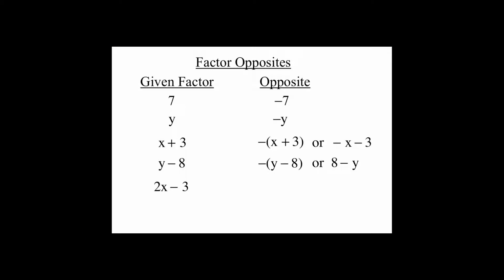All right, if I have 2x minus 3, the opposite is 3 minus 2x. Notice they are opposites. 6 minus 5x really makes 5x minus 6. Last but not least, t minus 8 becomes 8 minus t.